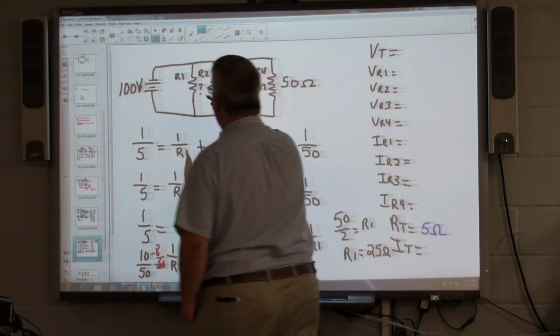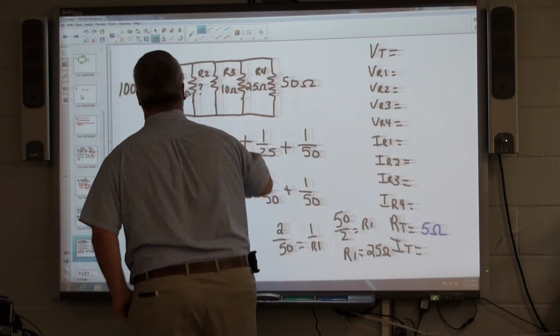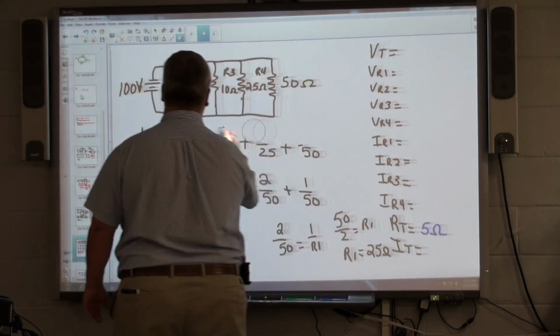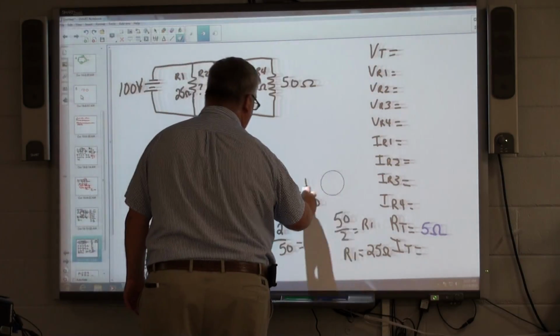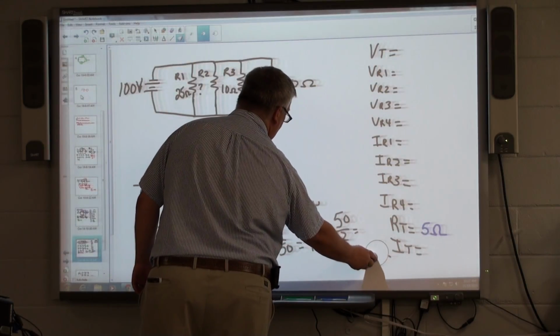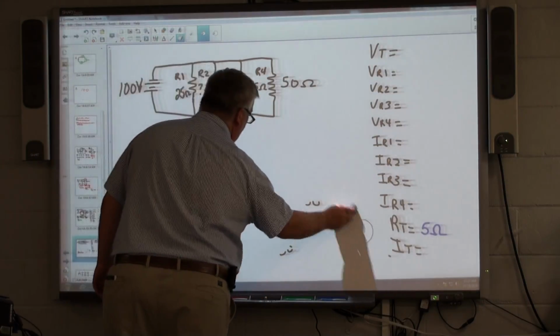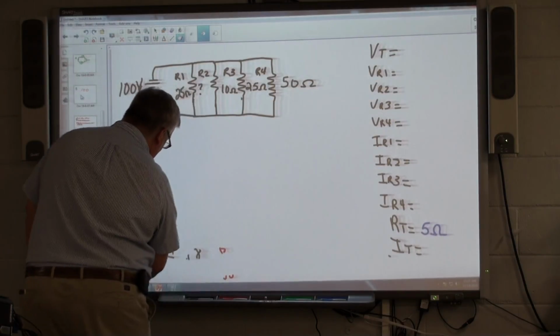Didn't have it. I wrote it right here. So that's 25 ohms. So let's see if the math works. If we go back and take that new value and plug it in, we should be able to go back to our original formula and get it, right? And we won't cheat and use a calculator.